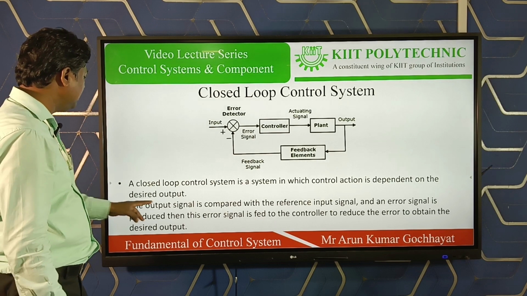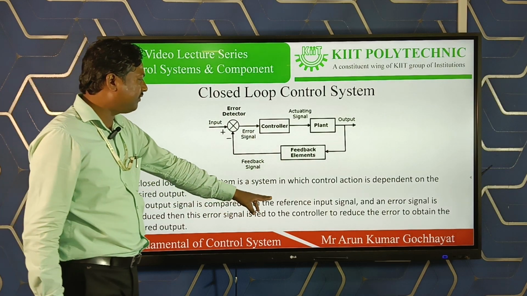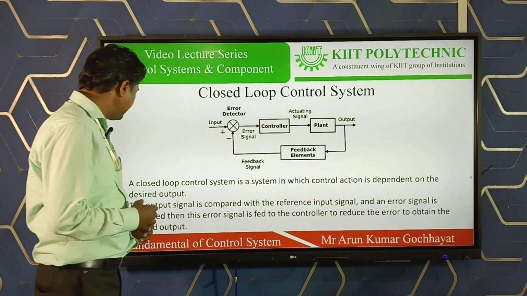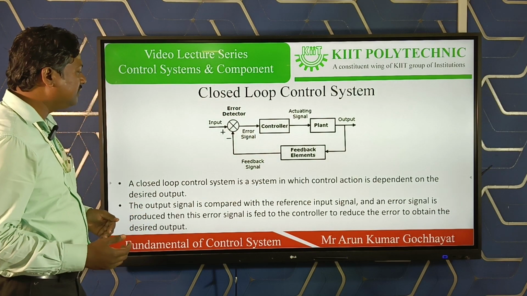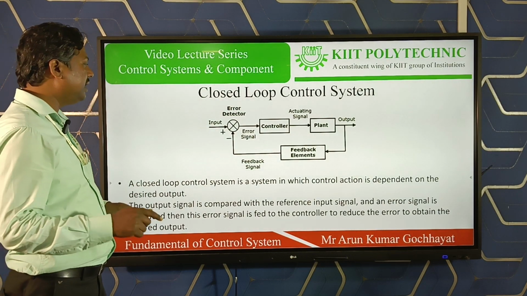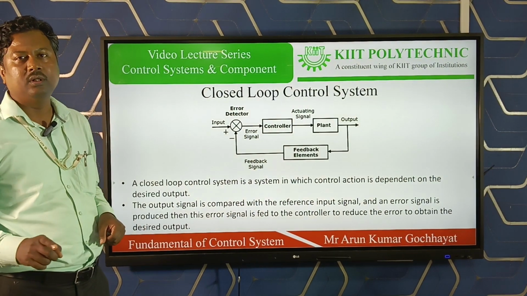So that's why it is written that the output signal is compared with the reference input signal and an error signal is produced. Then this error signal is fed to the controller to reduce the error and obtain the desired output.